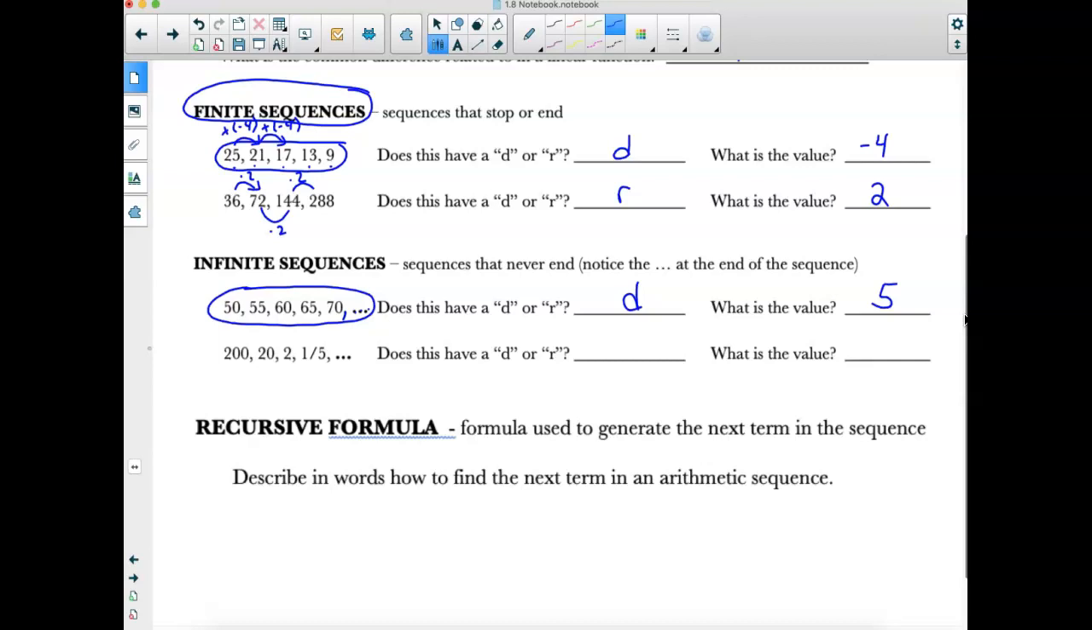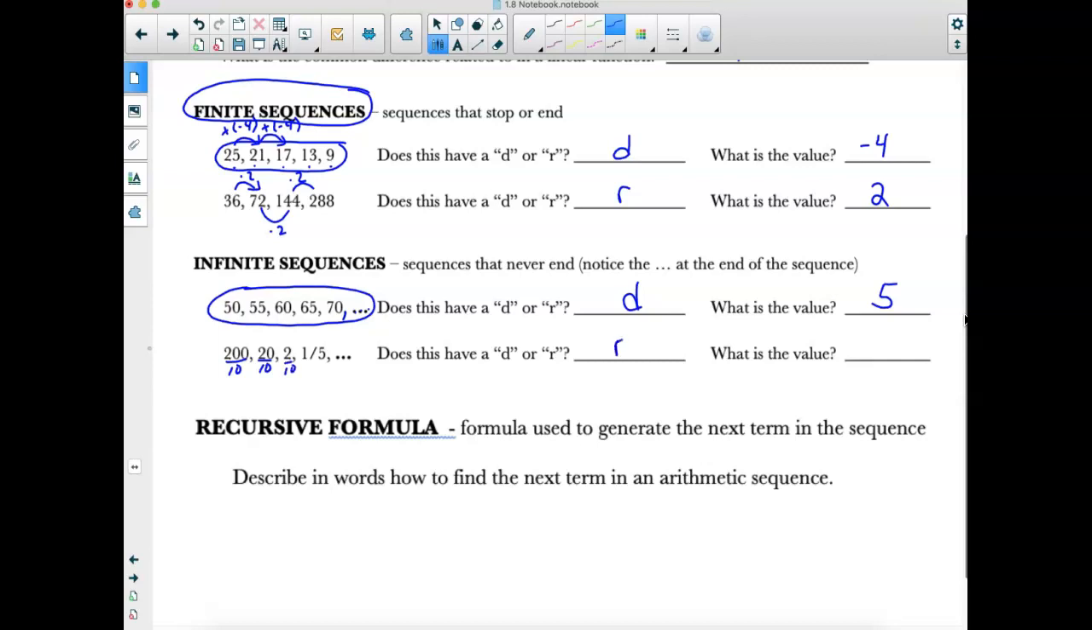Well, what happens when I go from 200 to 20, 20 to 2, 2 to a fifth? Yeah, that's really not showing me anything that I'm adding. Okay, I'm not adding, what would that be? Negative 180 and then negative 18? No, what am I actually doing here? Well, if I take 200, everybody's going to say, oh, it's divide by 10. Well, yeah, when I divide by 10, I come to 20. When I divide by 10, I do come to 2. When I take 2 and divide it by 10, I do get a fifth.